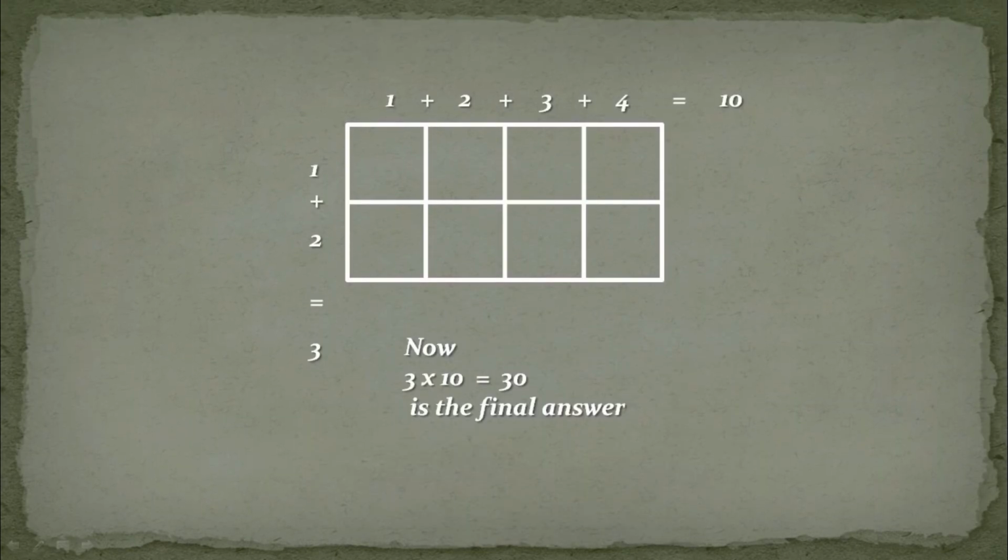Now if number of rows and columns are different, then we use a different method to find number of rectangles. We add all the row numbers and all the column numbers separately and multiply the results to get the answer, as 10 into 3 is equal to 30 rectangles as shown.